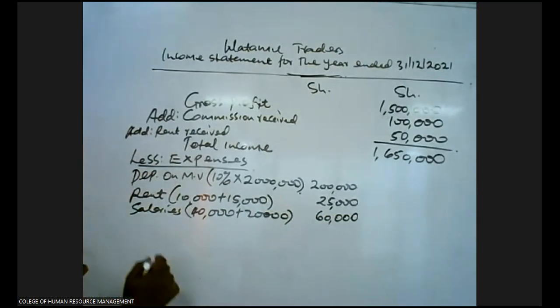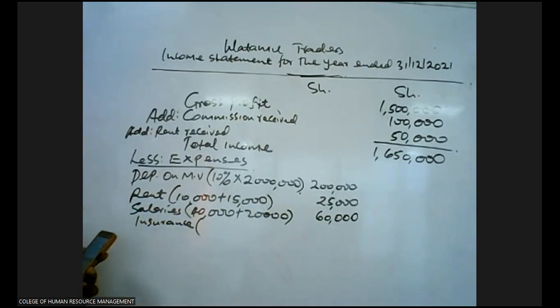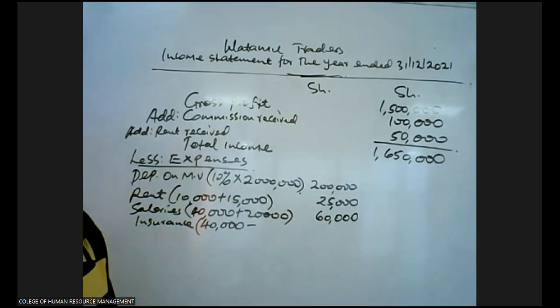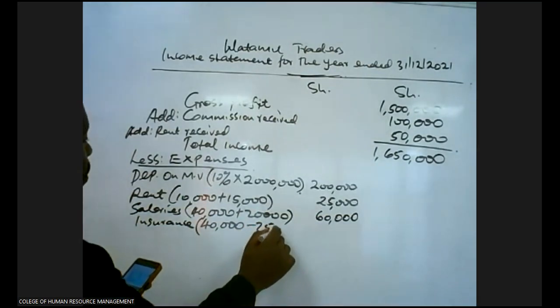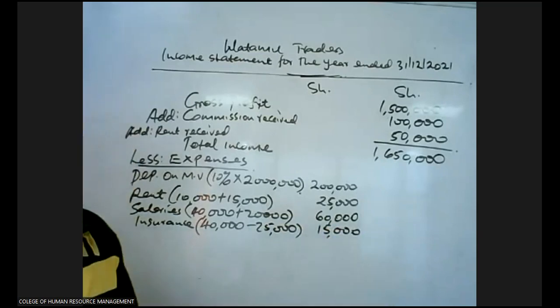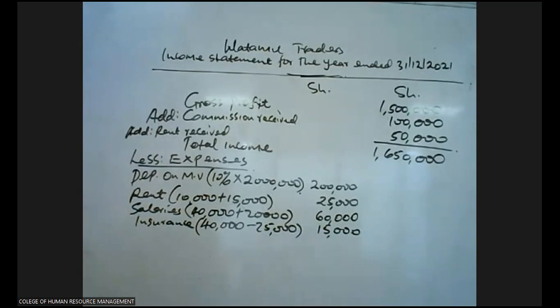Insurance prepaid. So the insurance expense requires an adjustment. How much did we pay for insurance? 40,000. But when it is a prepayment, we subtract the prepaid amount, the extra amount we paid, which is 25,000. So we were supposed to pay insurance of 15,000 that year.